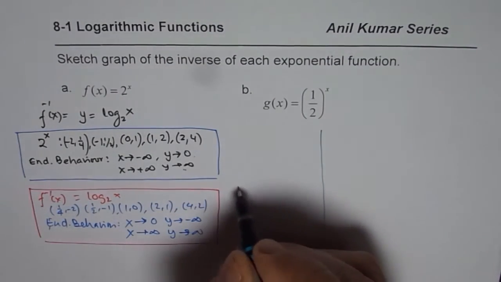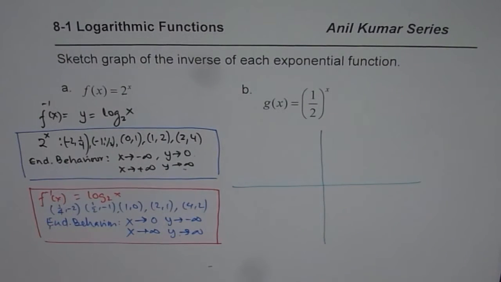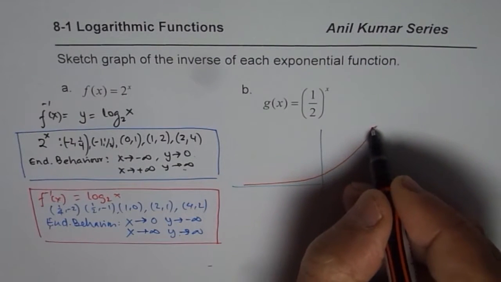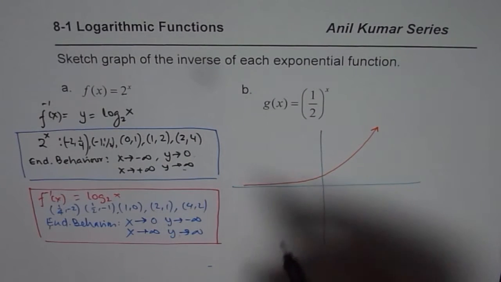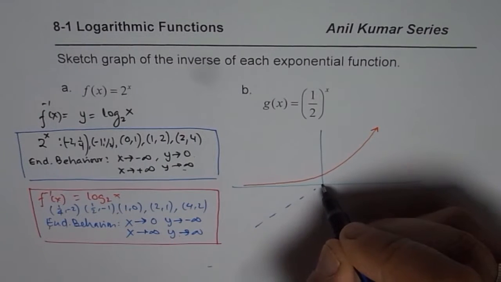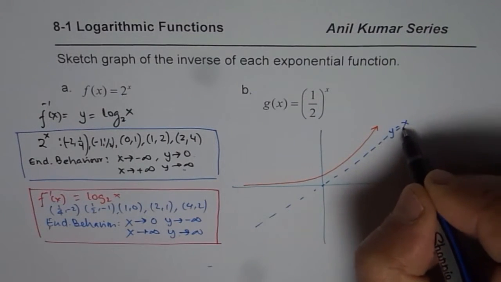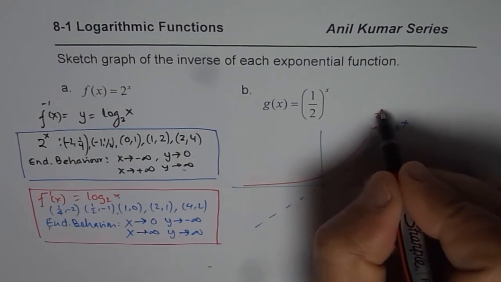Okay, let me use the whole space. So if I'm sketching 2 to the power of x, I'll get a function which is kind of like this. These are all rough sketches. You can use a graph paper and then do a neat job. And to flip it, we have to draw a line which is y equals to x, correct? So this is, let's say, y equals to x. And the function which we have drawn here is 2 to the power of x.